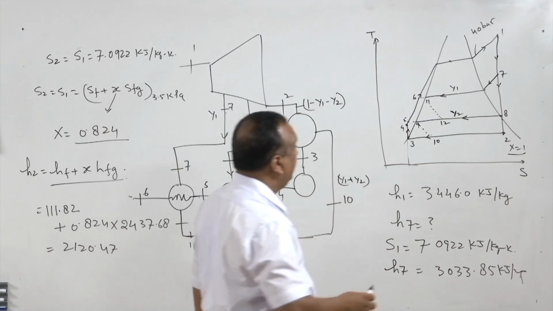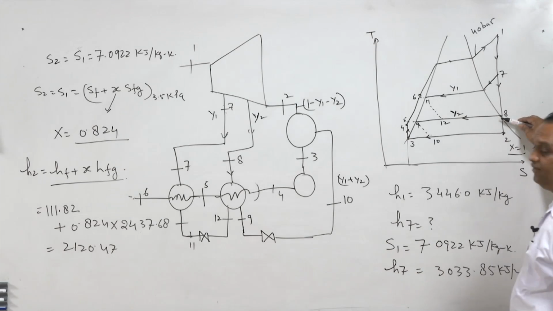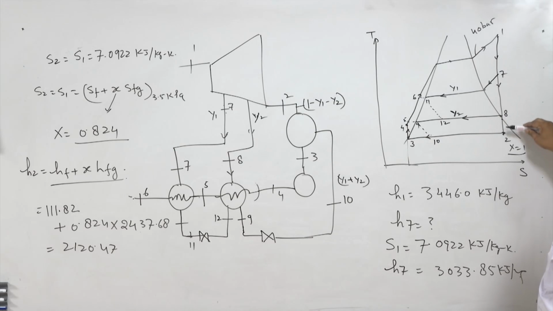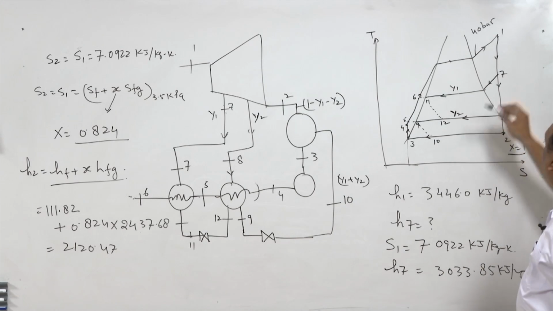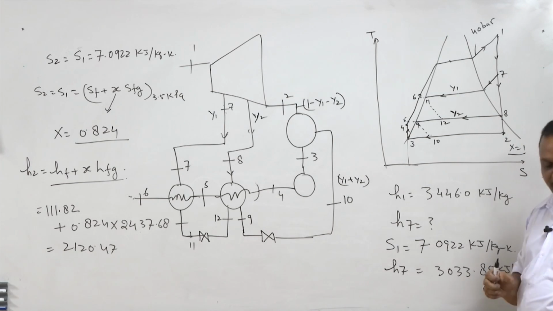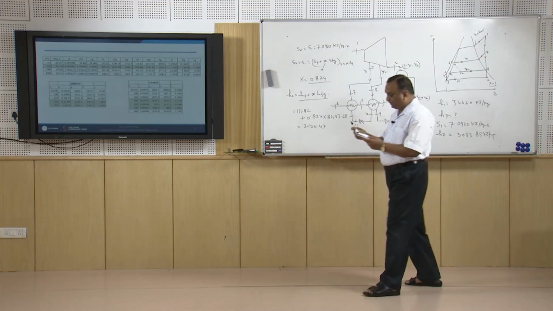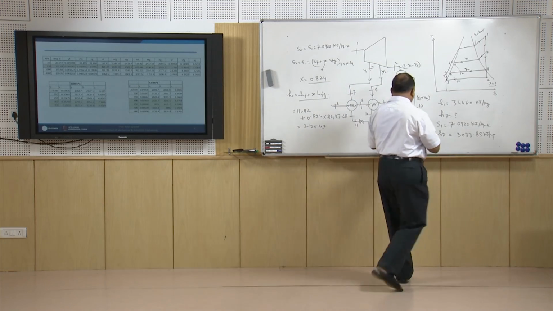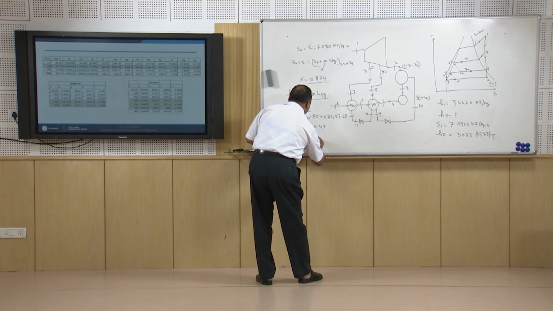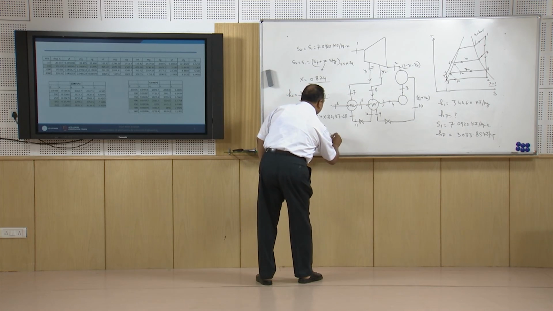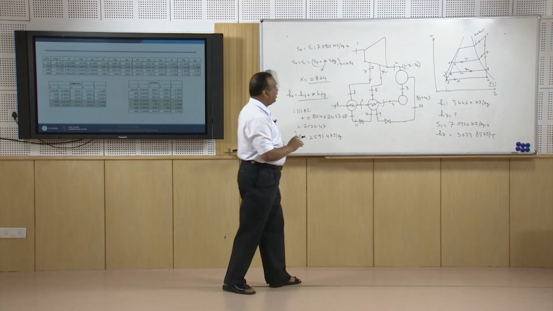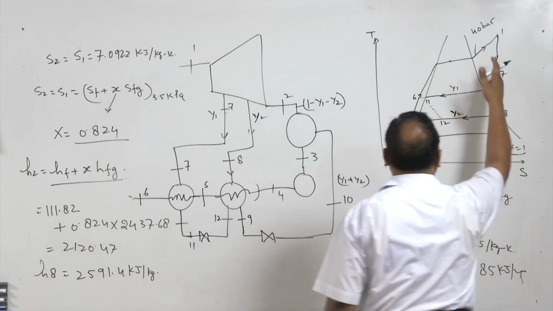Now, what is remaining? State 8. Similarly, we can find the value of enthalpy at 8. So, we can have enthalpy at state 1, state 7, state 8 and state 2, assuming that the entropy during this process remains constant. After finding these values, H8, which I have calculated, is 2591.4 kilojoules per kg, right. So, now we have enthalpies of all the states.